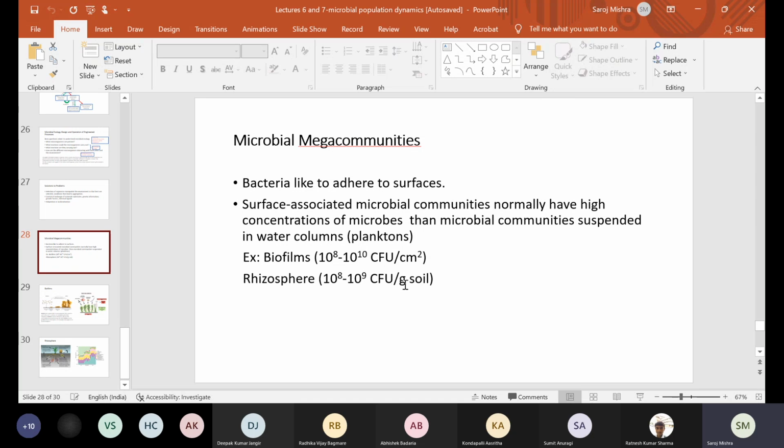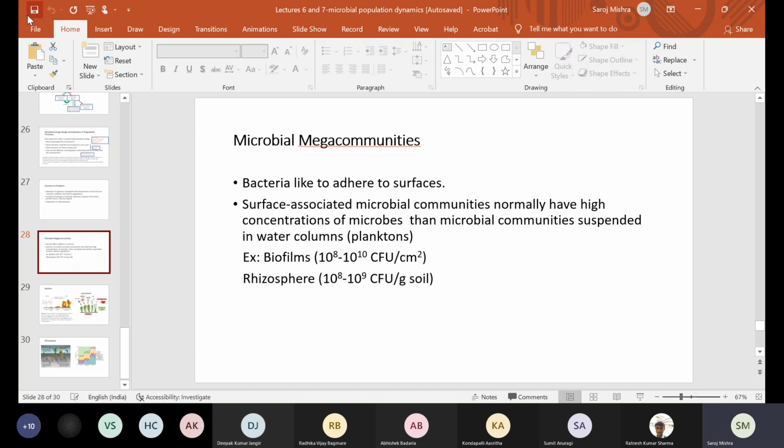Similarly, if you weigh out 1 gram of soil from the rhizosphere and find out the number of microorganisms, this is the count you are going to come up to. That is how we can put a number to it. Of course, then you will determine whether they are the same species, how many different species there are, what the abundance of each one of them is, and so on. But the total number of colonies is what this number refers to.